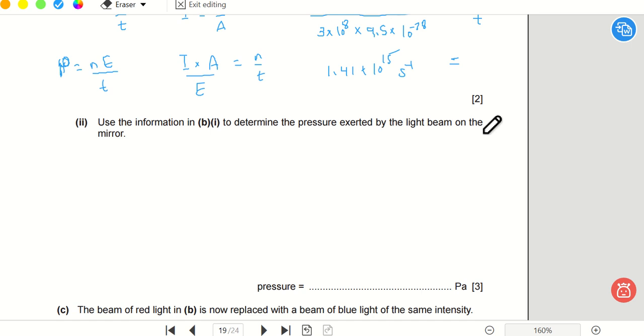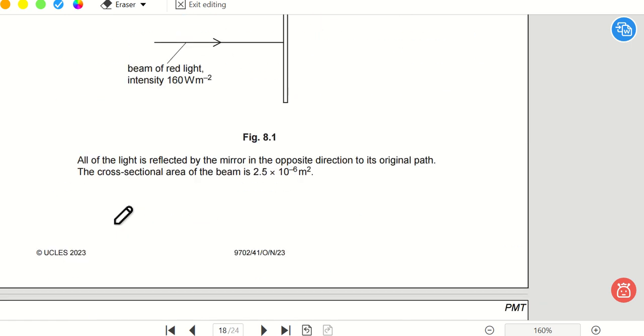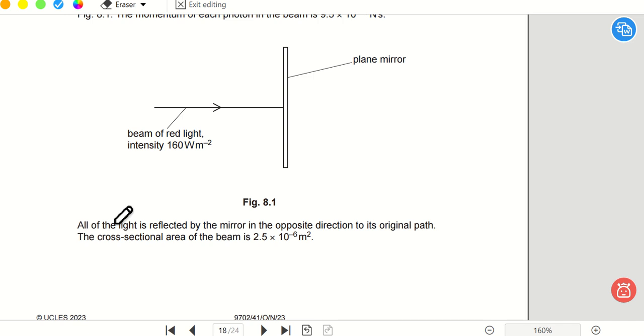Okay, now pressure is wanted. P here, P is p for pressure, not p for momentum. Don't confuse it. Pressure equals force over area. So we need force, and we know force from Newton's second law is delta p over delta t. Okay. We need here delta p.